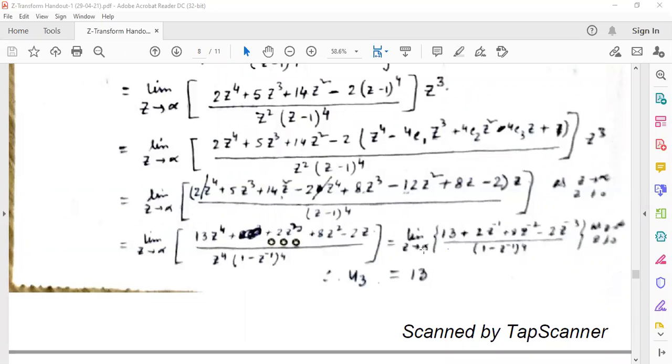So if we take that limit z tends to infinity, and take common z to the power 4 from the numerator and also here z to the power 4, then it will be 13 plus 2 into z to the power minus 1 plus 8 into z to the power minus 2 minus 2 into z to the power minus 3. See all those things: 2 into z to the power minus 1, as z tends to infinity, z to the power minus 1 is 0, so 2 into z to the power minus 1 is 0. Again, as z tends to infinity, z to the power minus 2 is 0, so 8 into z to the power minus 2 is 0, and this is also 0, and this part is 0, so 13 will be the value. So the value of u3 equals 13.